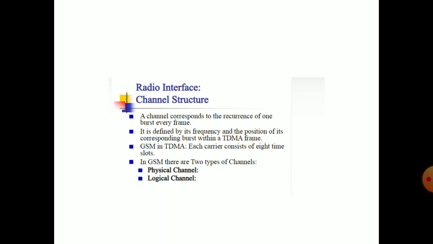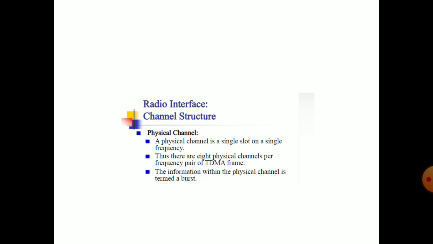Here, GSM provides two types of channels. The channels are mainly for the recurrence of one burst in every frame, so a large amount of data can be transmitted in a small portion of time. It provides a physical channel and a logical channel. What is the main aim of the physical channel? It is mainly for a single slot on a single frequency, and the information within a physical channel is termed a burst.